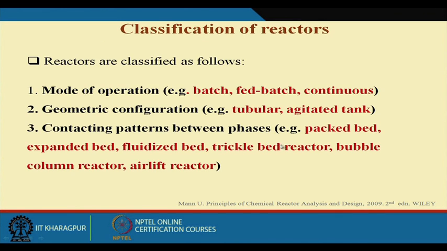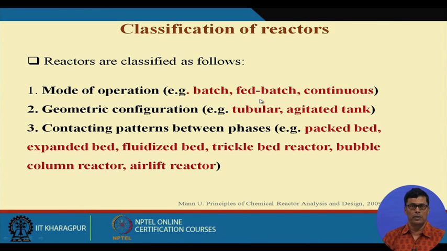Now let me discuss the classification of the reactors, and it can be classified into three categories. One is mode of operation. When we talk about the mode of operation, we have three types. One is batch process, another is fed batch, and the third is continuous process. Batch process means you take the material at a time, let the reaction take place. After the reaction is over, we take it out.